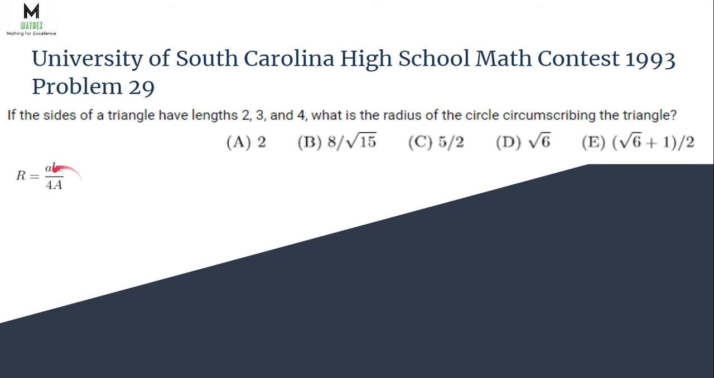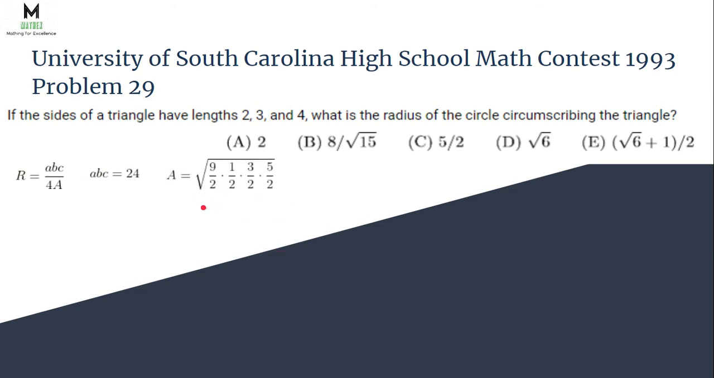We can compute the area later using Heron's formula, but first we have to take the product of the lengths of each side, which the problem clearly tells us are 2, 3, and 4. Now, 2 times 3 times 4 is simply 24, so we already got the numerator part of this equation. Now we just need to find the area using Heron's formula.